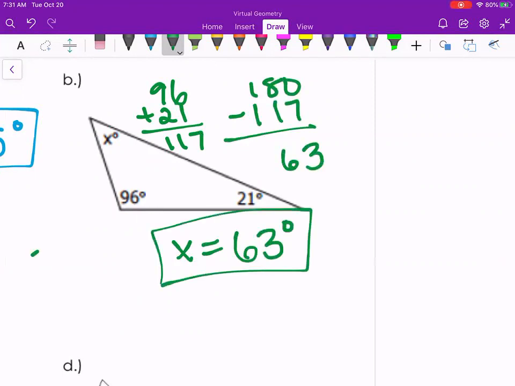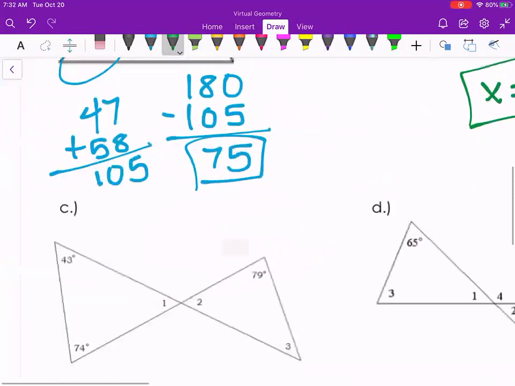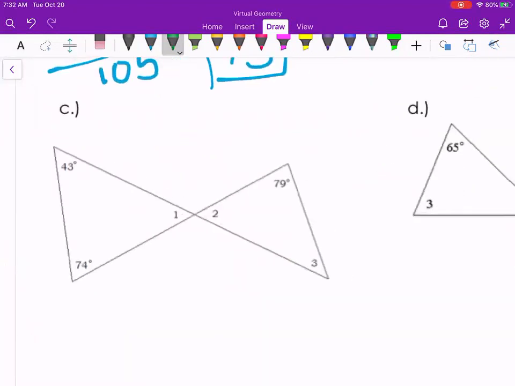Okay, let's try some more and see how we go. Now we're bringing in a second triangle. Not always are we going to just deal with one. Sometimes there may be two. They might be touching like they are in these next two examples, or they might be two separate triangles. But let's see how we can work with these if we have more than one.